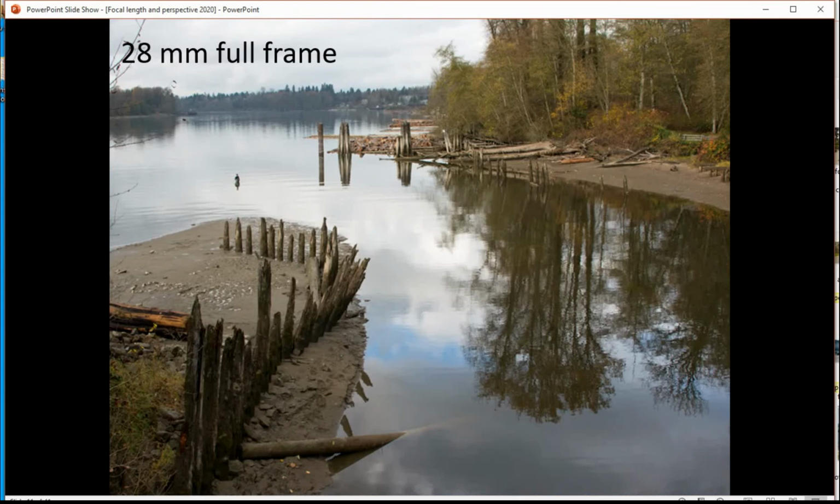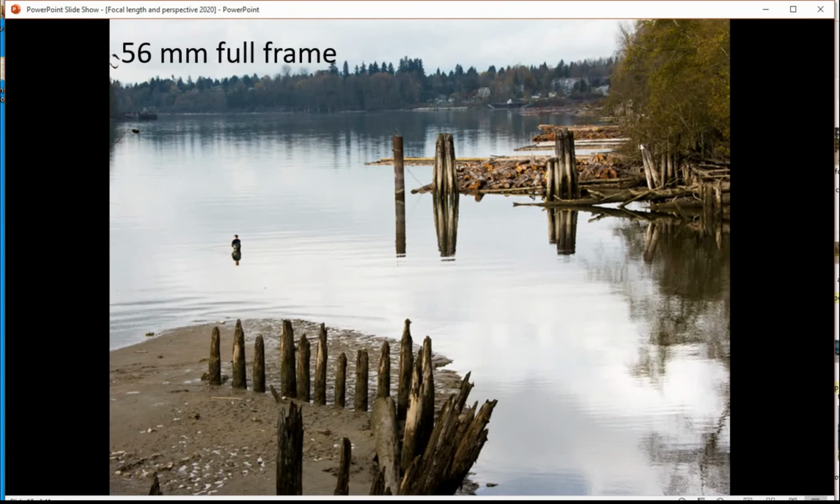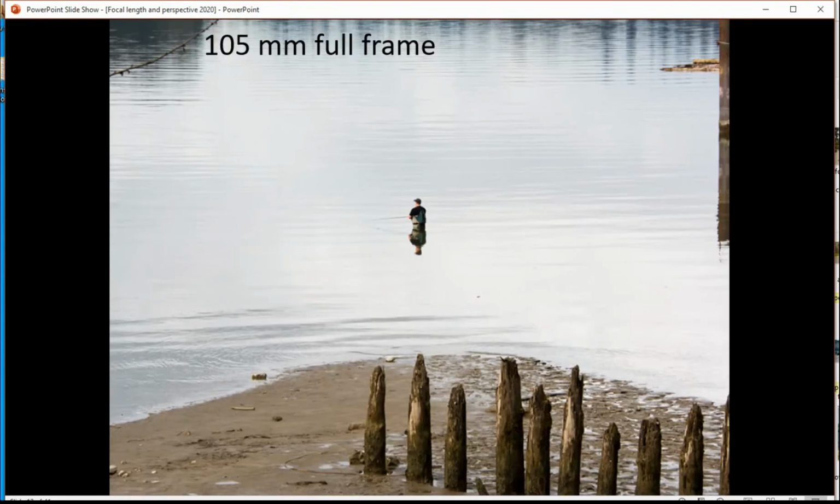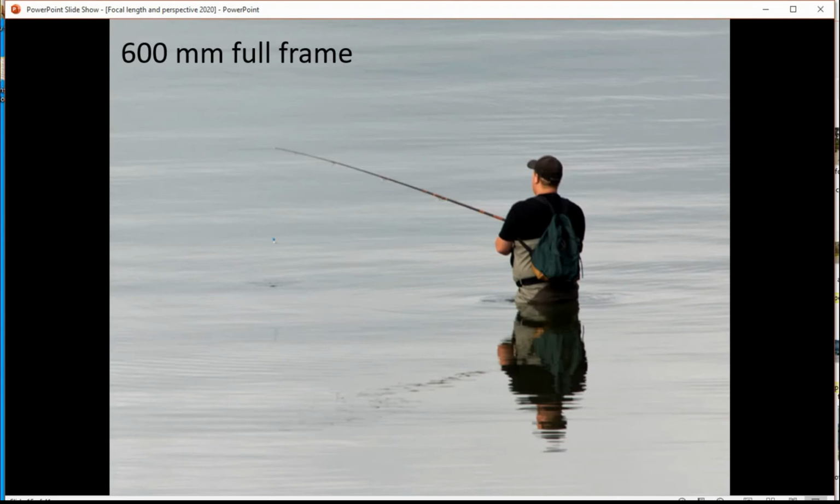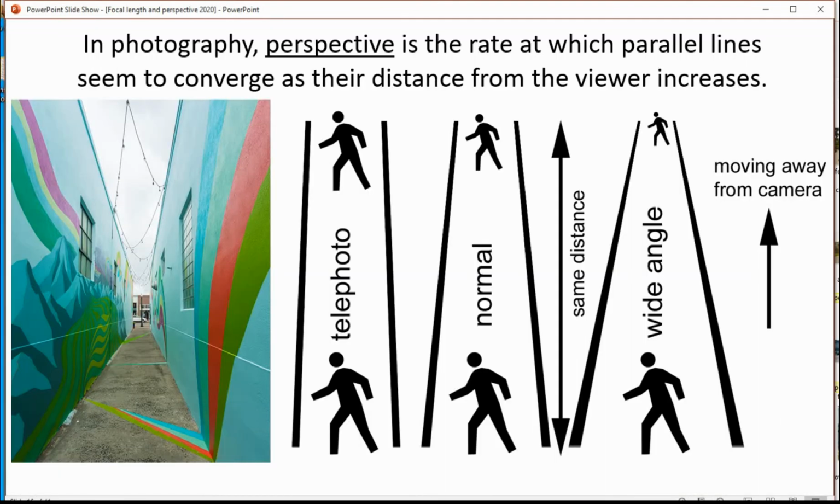Same idea here. This is starting with a 28mm on a full frame, and as we zoom in we get what we would expect. We start to magnify the subject and it gets bigger and bigger. So that's what people normally see. But what I want to point out to you is that in photography there's this thing called perspective. And perspective is the rate at which parallel lines seem to converge as their distance from the viewer increases.